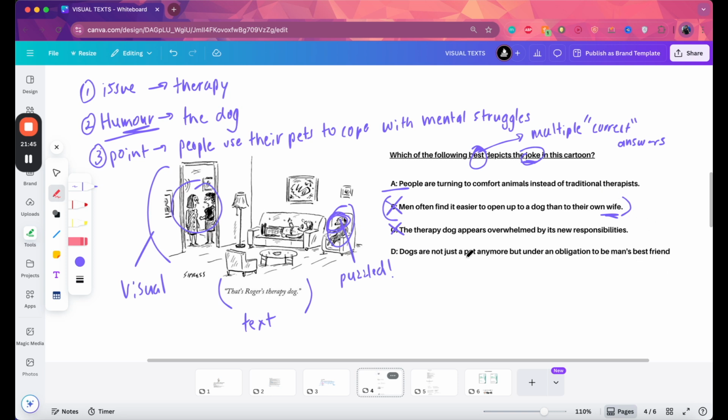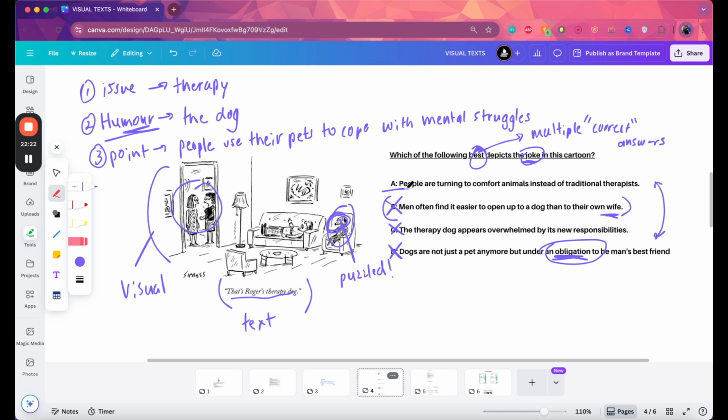Okay, so dogs are not just a pet anymore, but under an obligation to be man's best friend. So I would look at these two options and pick between them. Now, the word obligation is not really suggested in this text. There doesn't seem to be anywhere in the text, whether it's the visual part or the caption, that suggests the dog has an obligation to be man's best friend or to help the man out. So I'm going to eliminate D off of that alone.